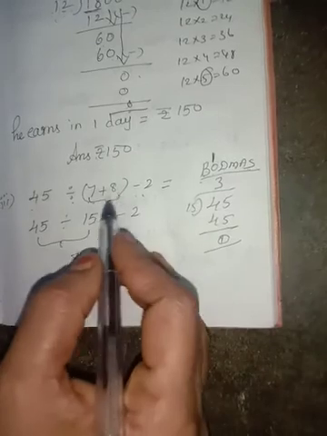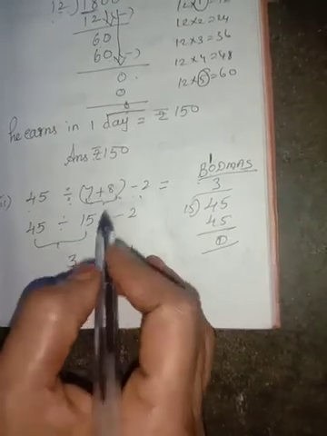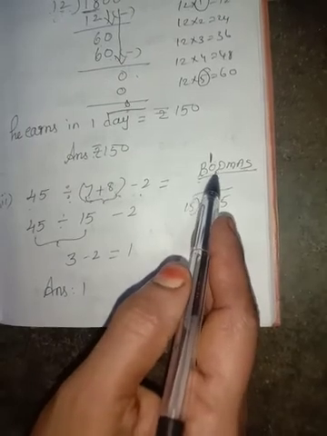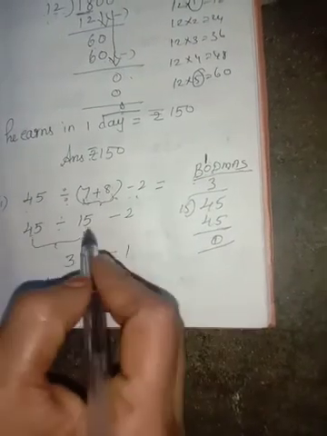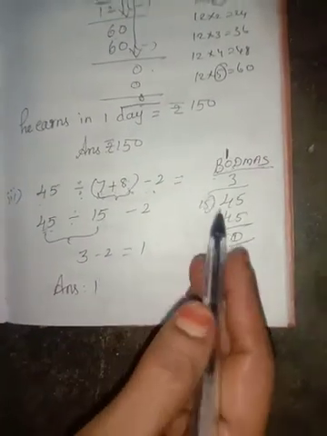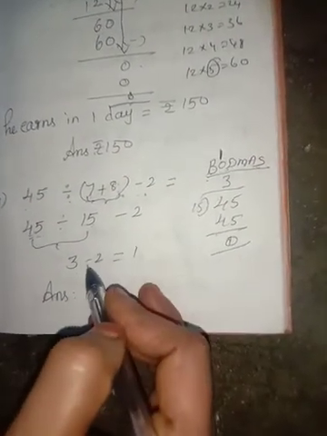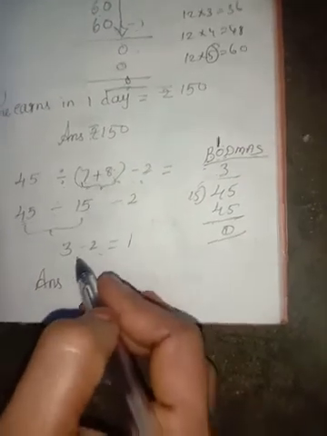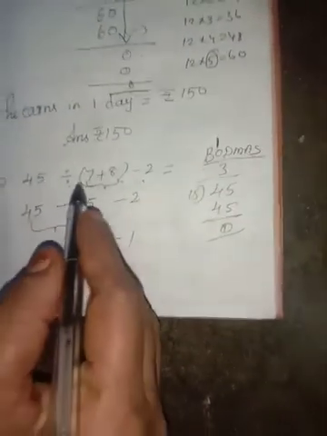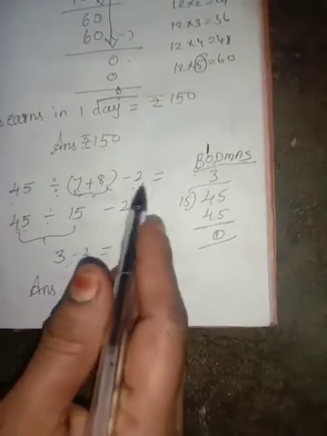So first I simplify the bracket. 7 plus 8 is equal to 15. Then after the bracket we should take the division. That's why I simplify 45 divided by 15. We get 3. Then finally we subtract these two numbers. 3 minus 2 we get 1. So the answer is 1.